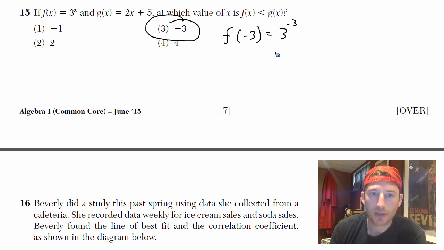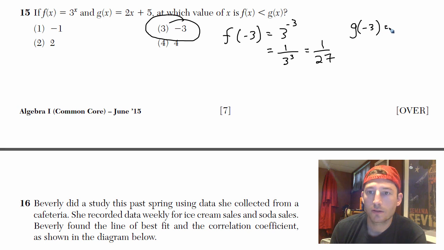Okay. So we got 3 to the negative 3 is going to be 1 over 3 cubed, which is 1 over 27, small number. Let's do the g of x one now. So g of negative 3 is 2 times negative 3 plus 5, and that's going to be negative 6 plus 5, which is negative 1.